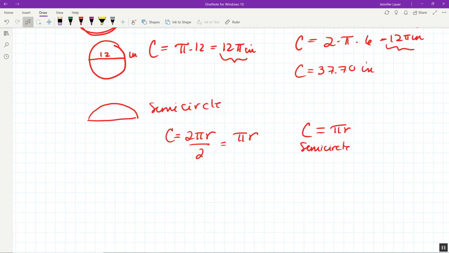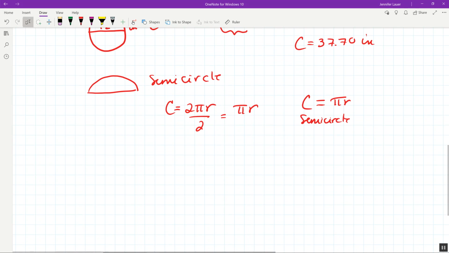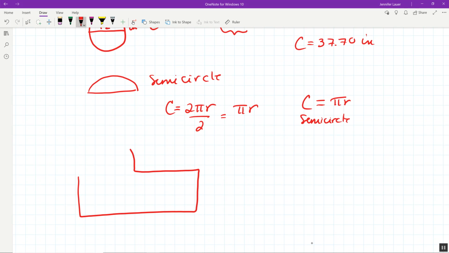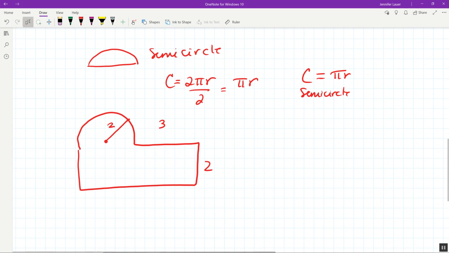But what happens when you have a shape that has multiple parts to it? So let's go ahead and try an example. So let's say we have something that looks like this. So as you can see, it's kind of like a rectangle with a semicircle. So I'm going to show the radius here, this here, and this here.